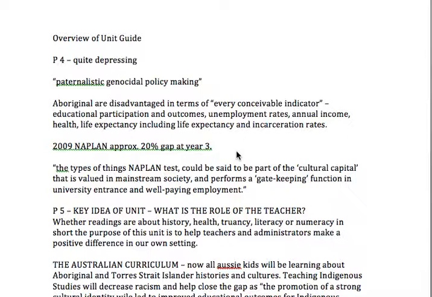It cuts straight to the chase at the start, saying how the gap is really huge between Aboriginal and non-Aboriginal people in terms of every conceivable indicator. So basically, we're screwed from the start. It referred to the NAPLAN testing and definitely said how NAPLAN can be part of the problem as much as it is part of the solution.